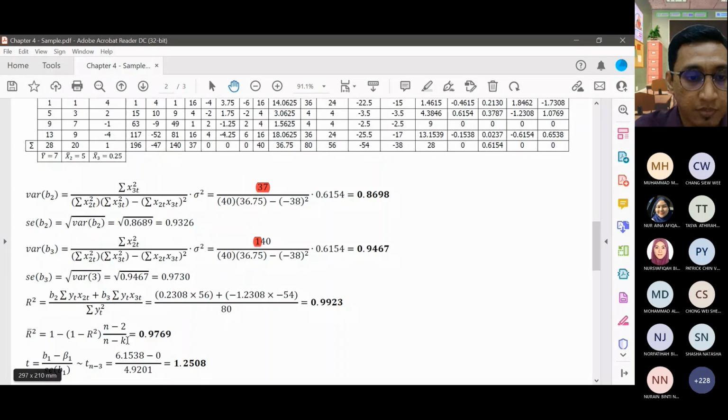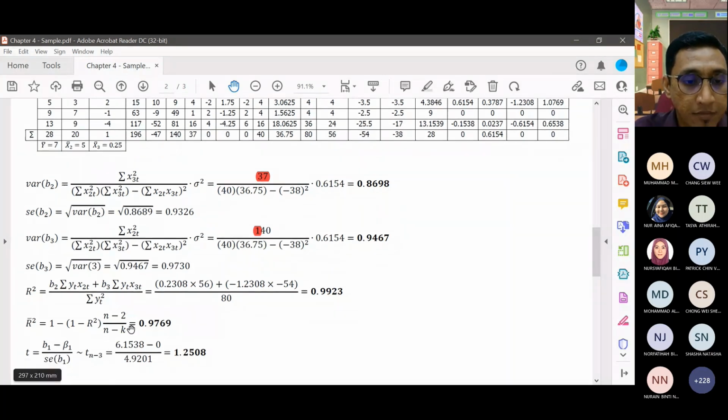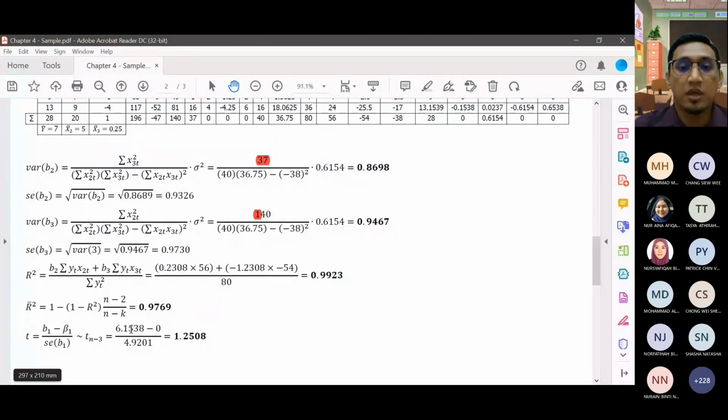So we have 4 regressors in our model. Here you can see that the adjusted R squared is smaller compared to R squared. This is as we said before.